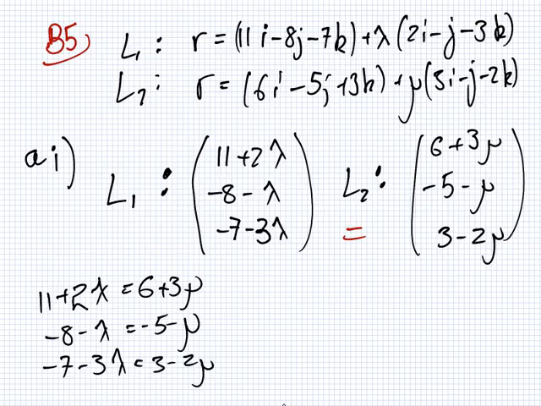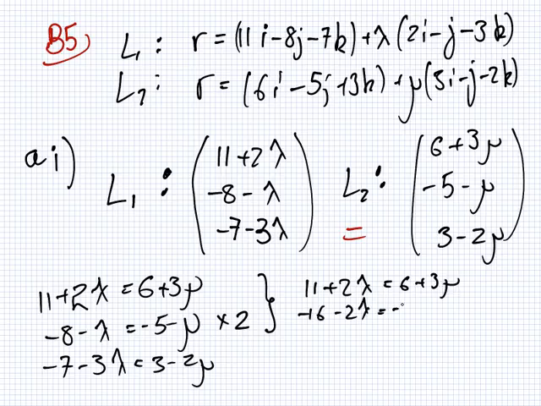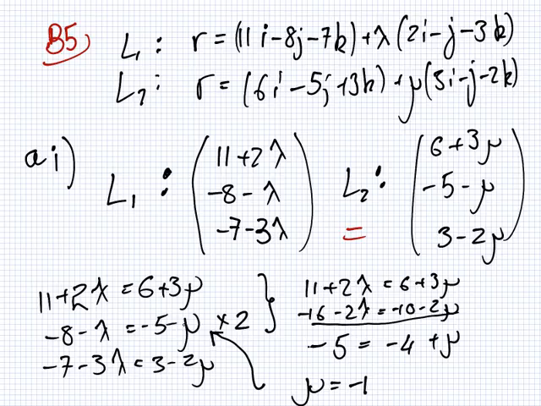I think I will multiply this one by 2. No, well, we can check. 11 plus 2 lambda equals 6 plus 3 mu, minus 16 minus 2 lambda equals minus 10 minus 2 mu. When you add them together, 11 minus 16 is minus 5, 6 minus 10 is minus 4, 3 mu minus 2 mu is mu, so I got mu equals minus 1. If I put that back in, 5 minus minus 1 is 6, plus 8 is minus 14 is what I got for lambda, which feels too big, but we'll check.